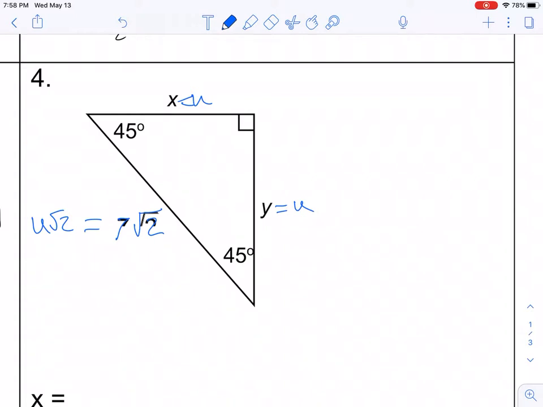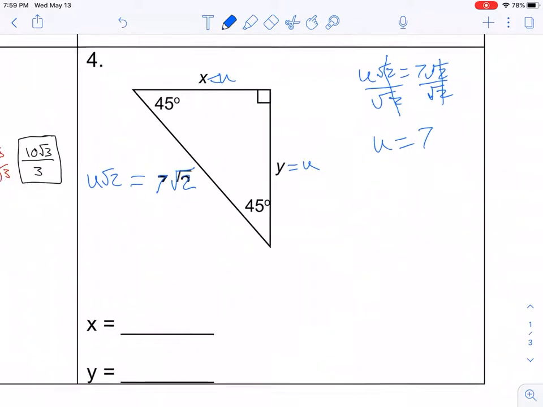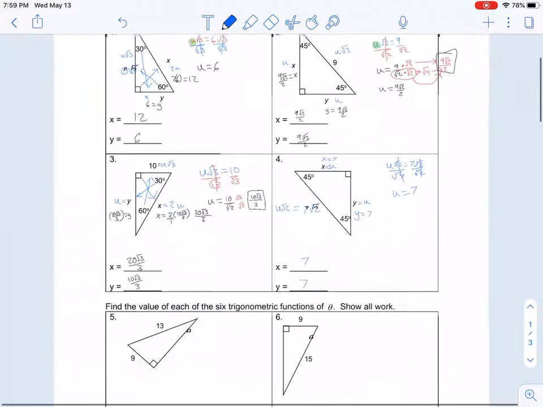I'm going to solve. I'm going to use this workspace over here. U rad 2 equals 7 rad 2. I divide that rad 2 to both sides to get u by itself. These are going to cancel each other out. These are also going to cancel each other out, so u equals 7. So now I can say y equals 7, x equals 7. That's my value for u, 7 and 7.